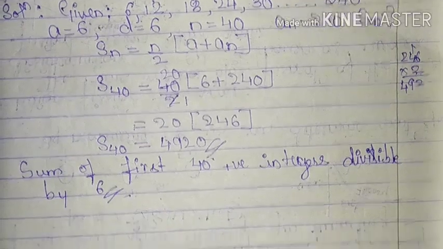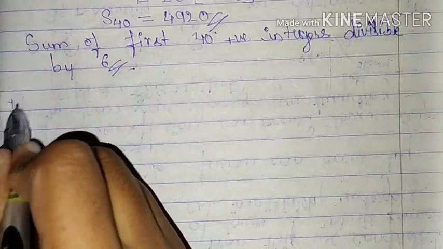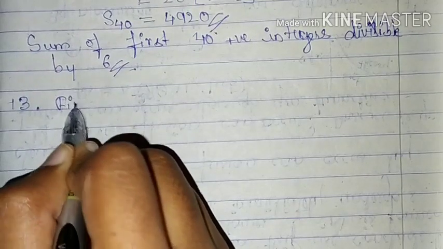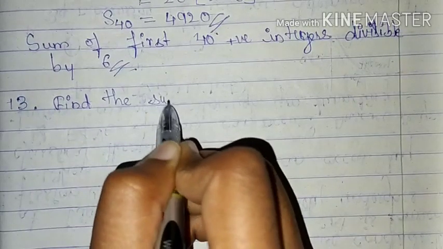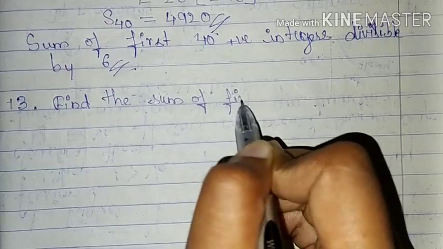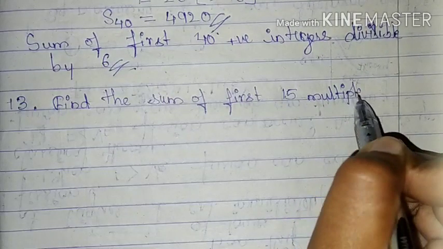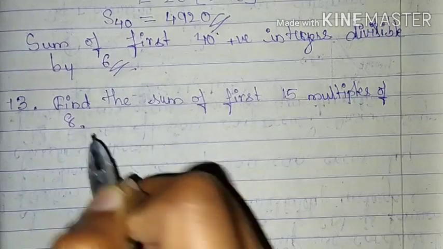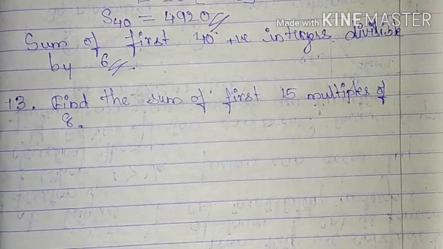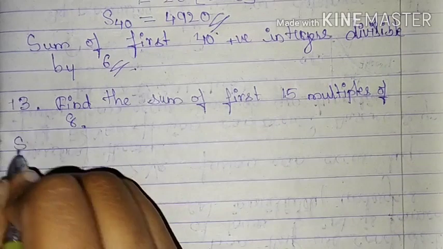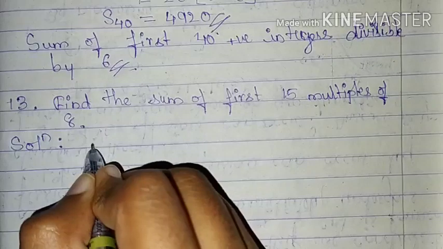Moving on, in the 13th question, which is quite similar to this one, find the sum of first 15 multiples of 8. It is another way of asking you to find the sum of first 15 numbers which are divisible by 8. Rather than asking that the numbers are divisible by 8, they will directly ask you to find the sum of first 15 multiples of 8. So it is a straightforward question.